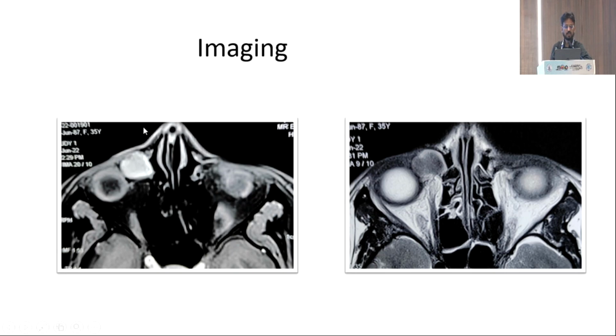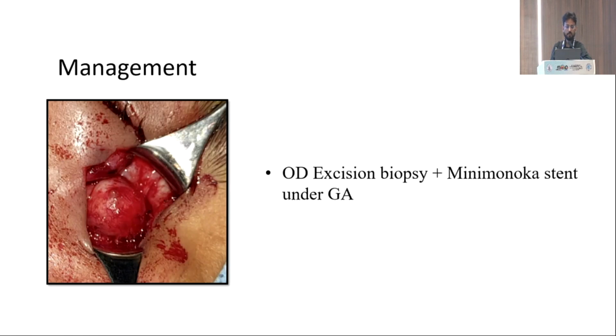Again, MRI shows a large hyperintense mass adjacent to the nasolacrimal duct. So we opened it up, and what did we find? A large mass in the area of the nasolacrimal duct, and the mass was so adherent to the surrounding structures that it was difficult to delineate the anatomical structures, the sac, the nasolacrimal duct. So some portion of the lacrimal sac also got sacrificed in the process of removing it. We managed to remove it completely and put in a mini Monoka stent.